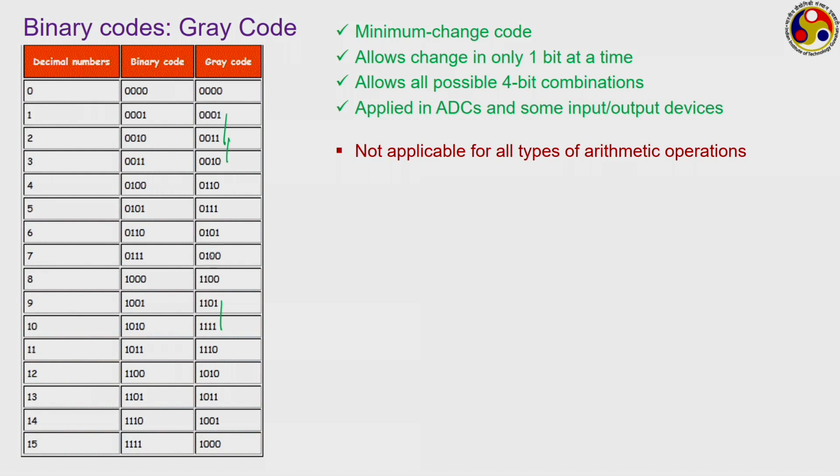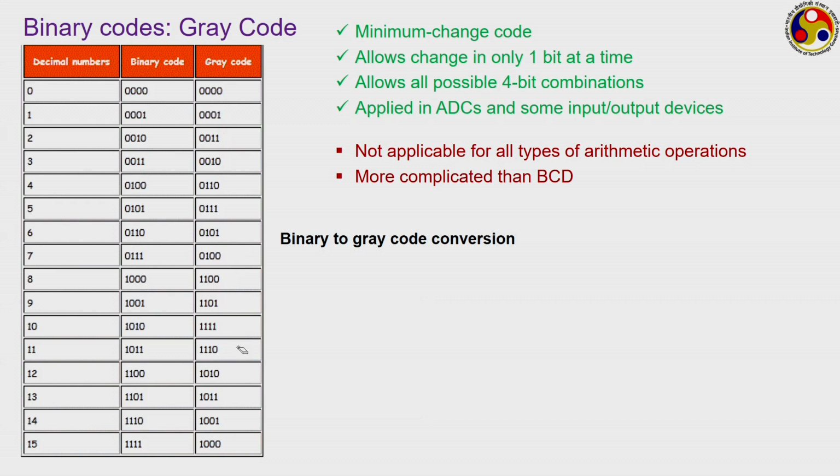Just by seeing the number 0 1 0 0 in binary, we can easily get the corresponding decimal version, but if you get this particular number in gray code, then you have to spend some more time to get it. That is why we can't perform all possible arithmetic operations on it, and it is more complicated than BCD. Now, the question is how we convert binary to the gray code version. Let us take one example.